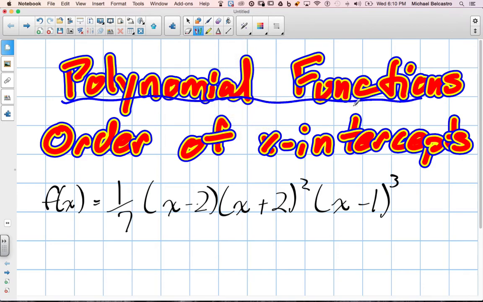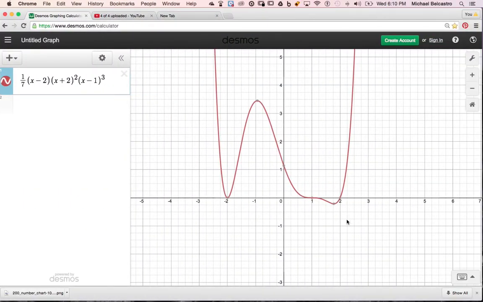So, polynomial functions and the order of the x-intercepts. They've given us a polynomial function, and luckily it's in factored form. What's great about factored form is it's very easy to find the x-intercepts. We'll figure out how to look at it algebraically, and then we'll switch over and take a look at the graph.